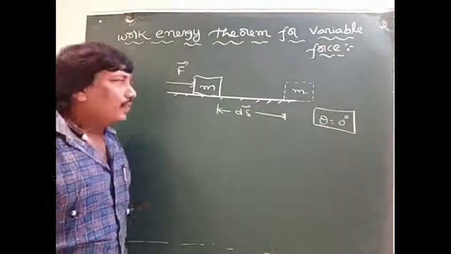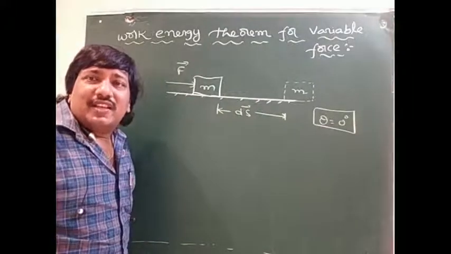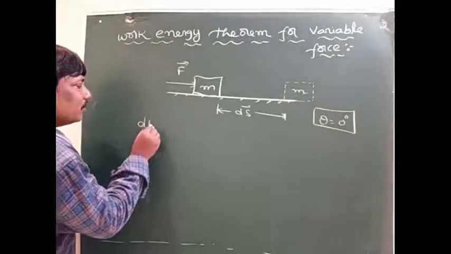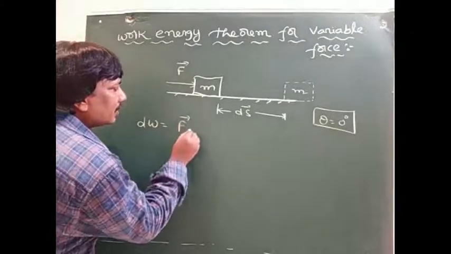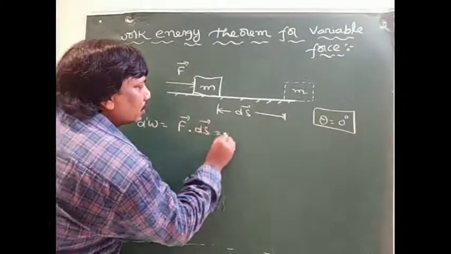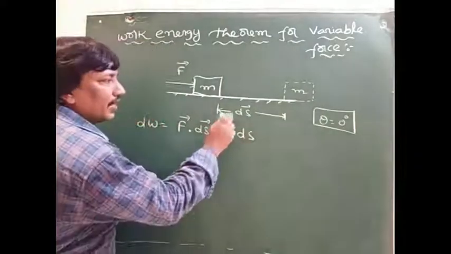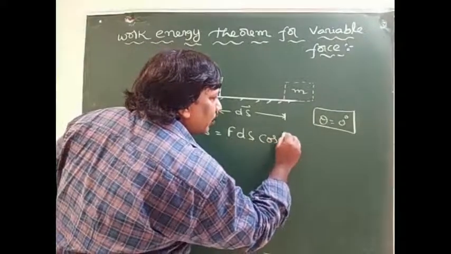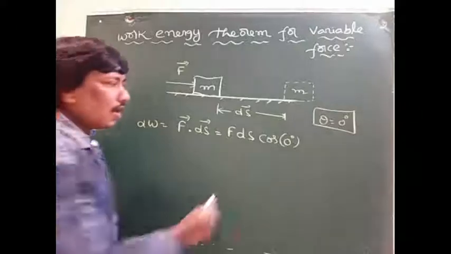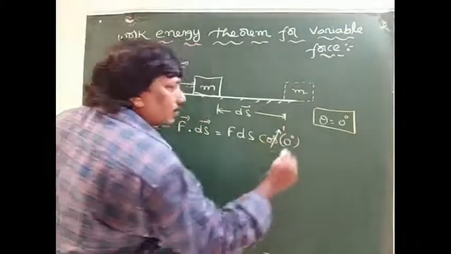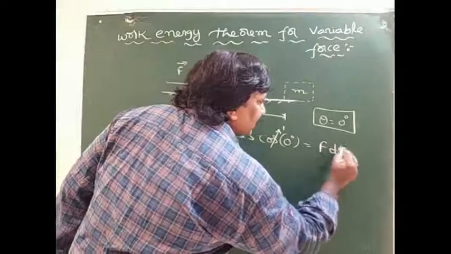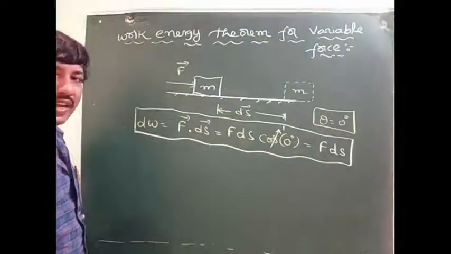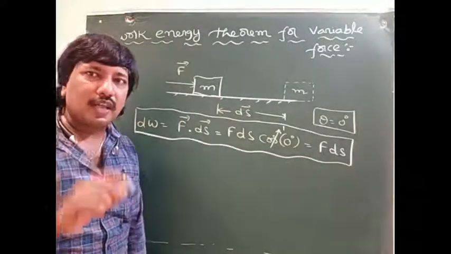In this situation, a small work done is given by dW equal to F bar dot ds bar. So here it is F ds cos theta. Here theta equals 0 degrees, so cos 0 equals 1. Therefore dW equals F ds. Here s is the displacement and F is the variable force. It is not a constant force.